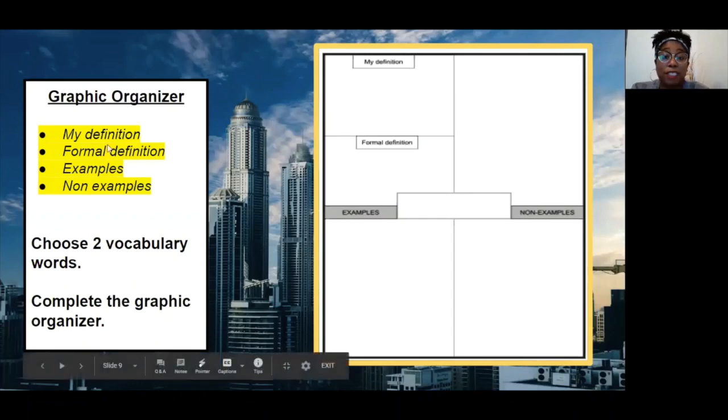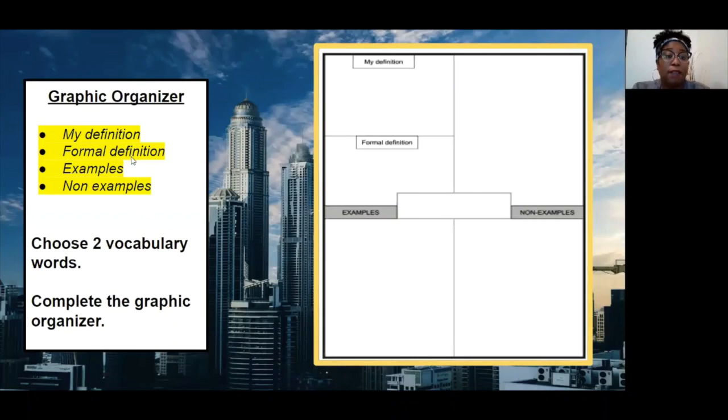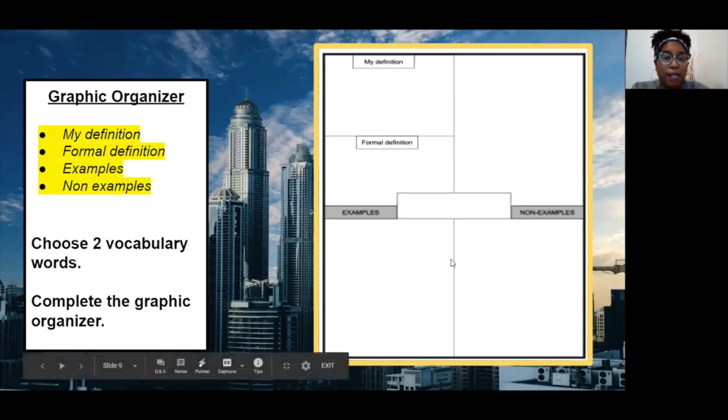Here are the items that should be included in your graphic organizer. My definition, that's what the word means to you in your own words. The formal definition, what the dictionary says. If you do not have a dictionary, it's okay to use a Google search dictionary. Examples of your vocabulary word, and non-examples of the word. Deal? Don't worry if you're unable to print or reproduce this graphic organizer as you see it. Just use your pencil and paper and do the best you can.